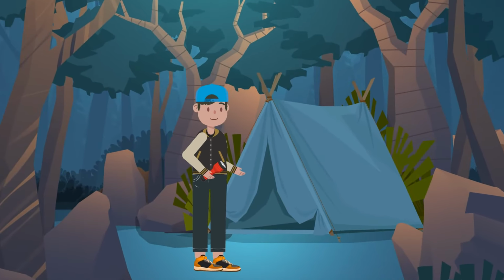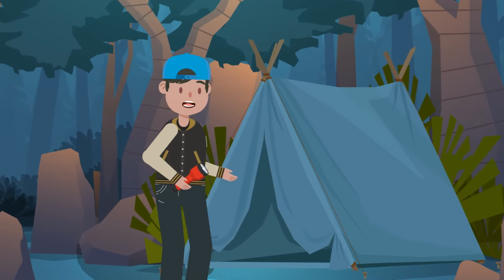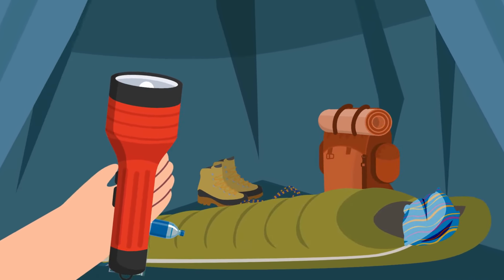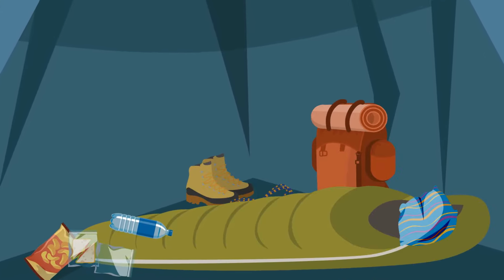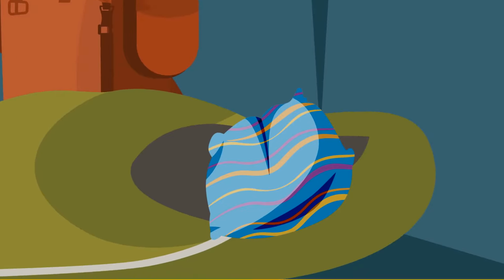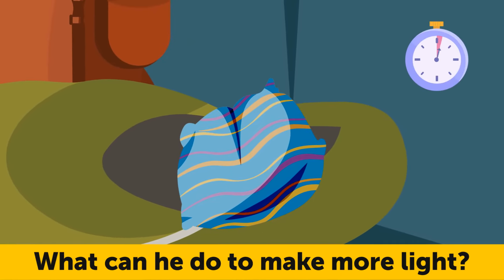Eric was out camping and he needed some light to see in the dark. He reached into his tent, but his flashlight wasn't working for some reason, and his phone only had 10% battery. He looked around and saw a bottle of water, an empty sandwich bag, his hiking boots, and a pillow. What can he do to make more light?